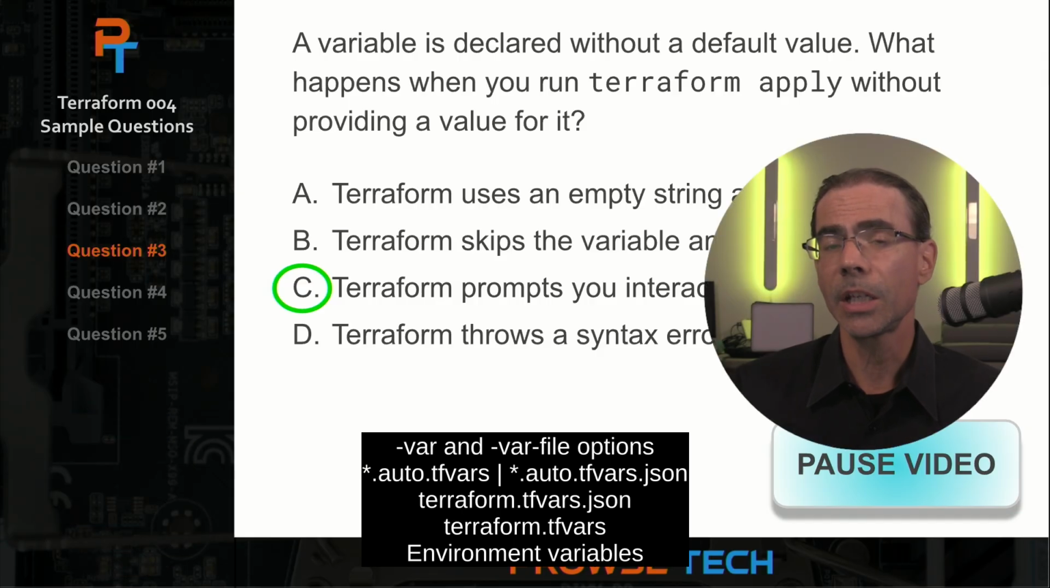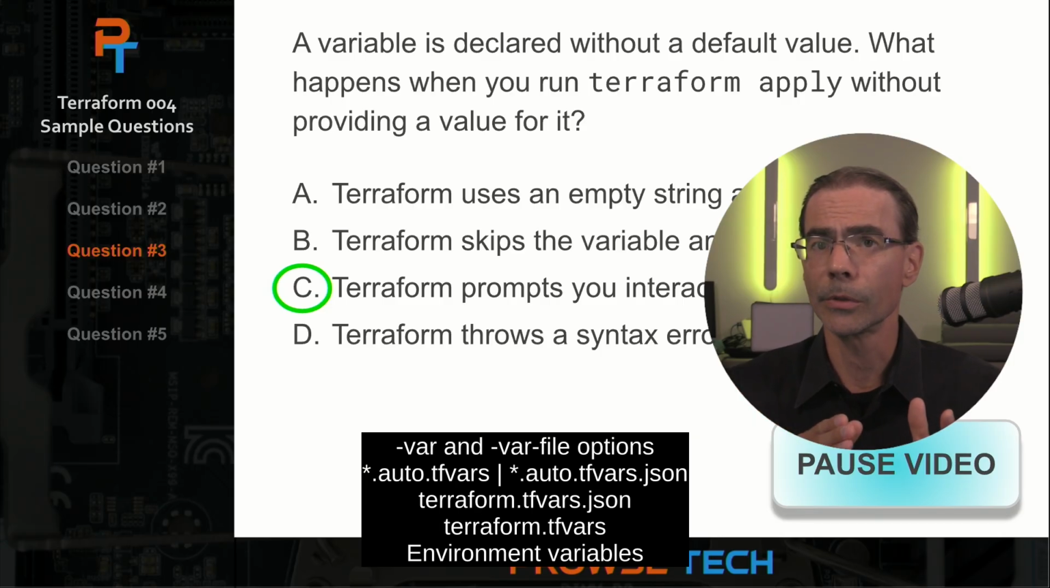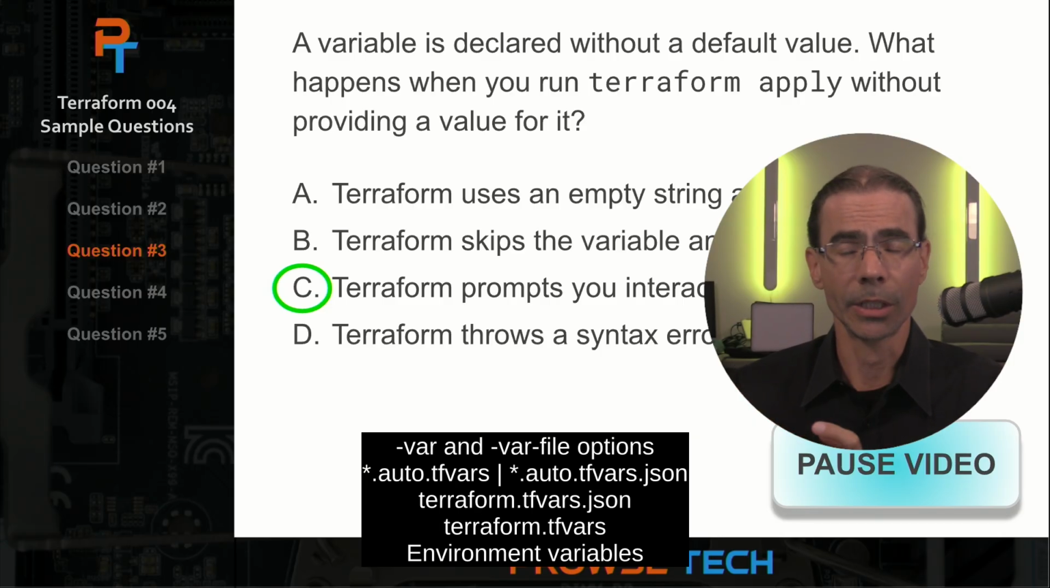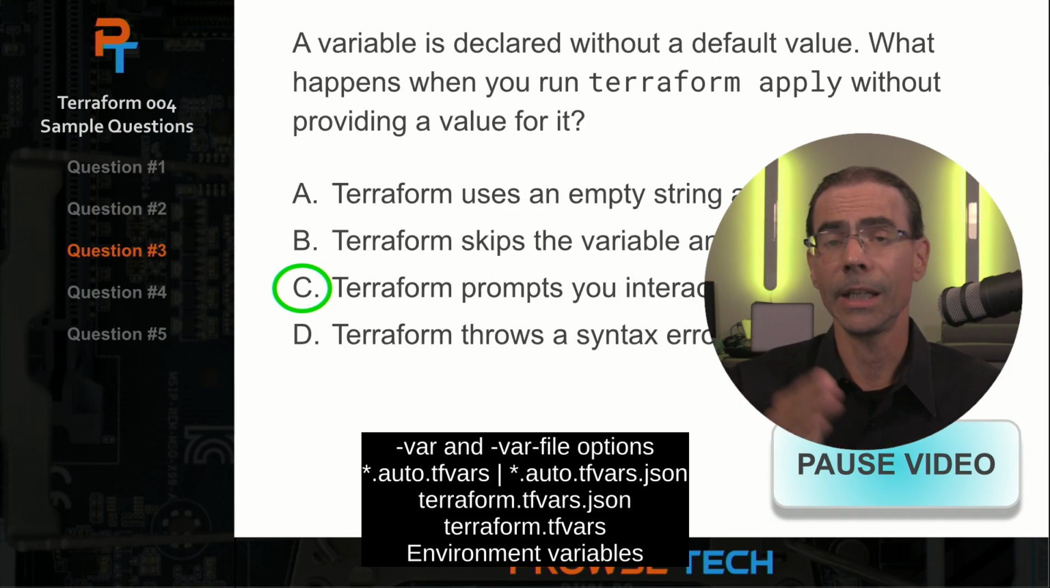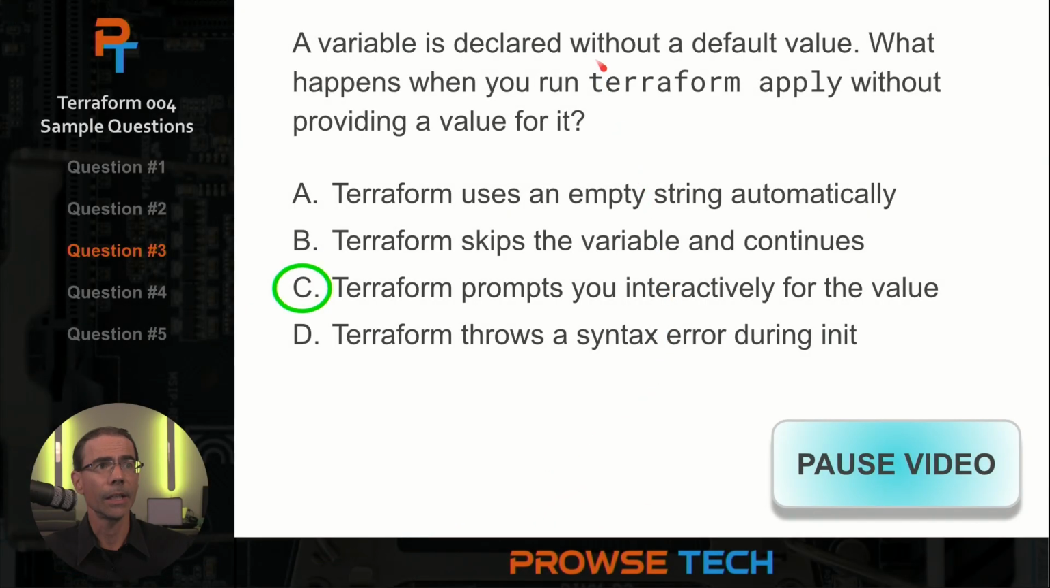So as you can see here, there's a precedence involved when it comes to variables and their implementation. Know it. We cover it in depth in the video course. Now, the key element in this question is without a default value. What happens when you do a Terraform apply? And without a default value, the variable has no default variable.